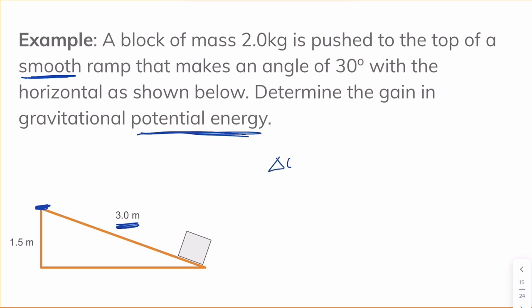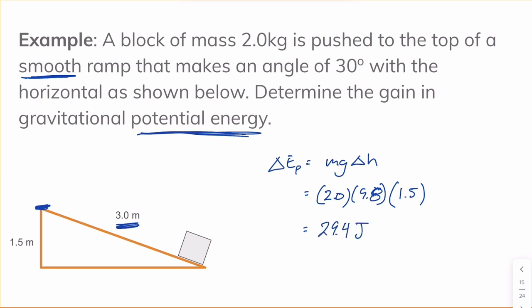In this case, the gain in potential energy is going to be mg times the change in height, so it's going to be 2 kilos times 9.8 times the change in height, which is 1.5 meters. We don't need to worry about the angle, and we don't need to worry about the ramp. And so we get a change in energy of 29.4 joules. And that's positive, so this box gained 29.4 joules of energy.